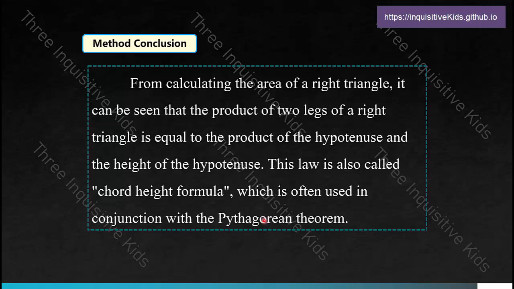So here's the method conclusion. From calculating the area of a right triangle, it can be seen that the product of the two legs of a right triangle is equal to the product of the hypotenuse and the height on the hypotenuse. This law is also called the chord height formula. It would be helpful if you're taking notes right now. Chord height formula, which is often used in conjunction with the Pythagorean theorem.